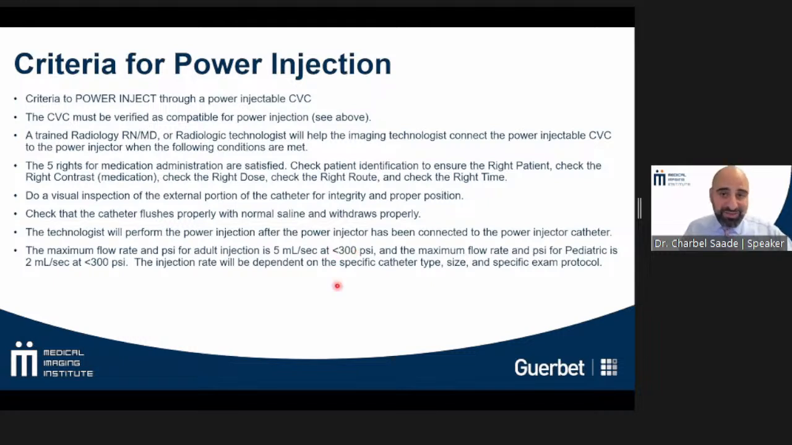Now, let me tell you another thing that's important here. Different types of contrast media in CT and MRI can have different viscosity profiles. So this is going to affect your pressure and your injector performance. So be very careful of this as well.